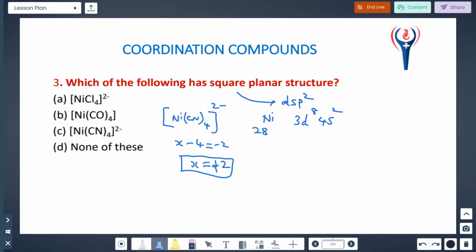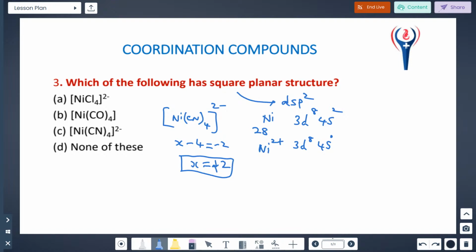But in this complex, what is the oxidation state of nickel? Nickel 2 plus, no? Nickel 2 plus means loss of 2 electrons. So these 2 electrons will be lost. So it will be 3d8 4s0. The 4s2 will be lost, no? Then I put 0. Then see the ligands. CN minus is a strong ligand.